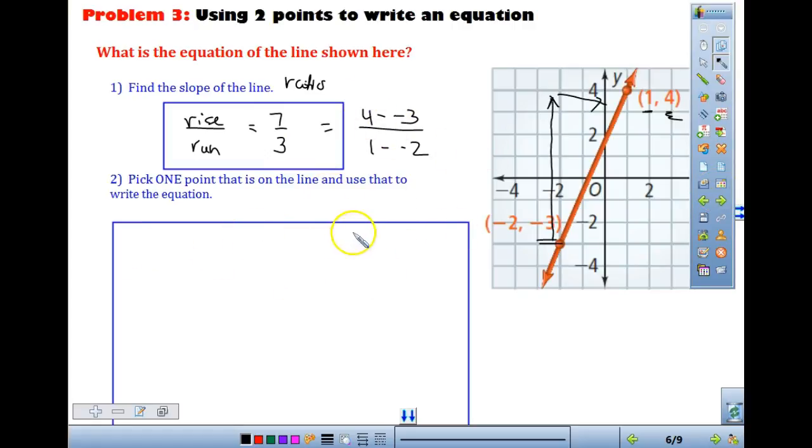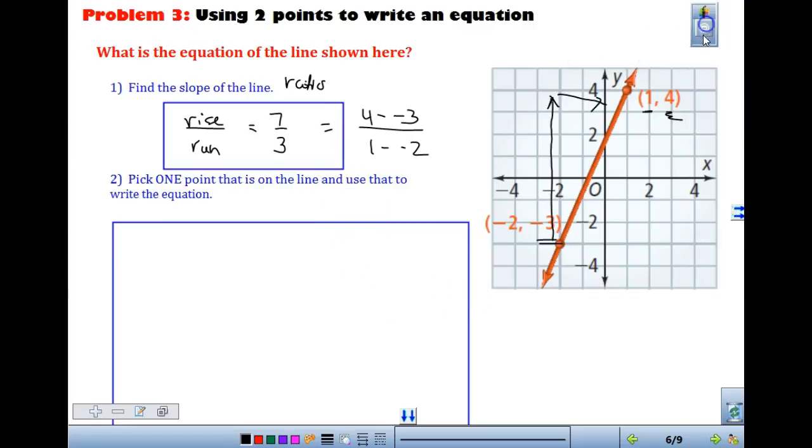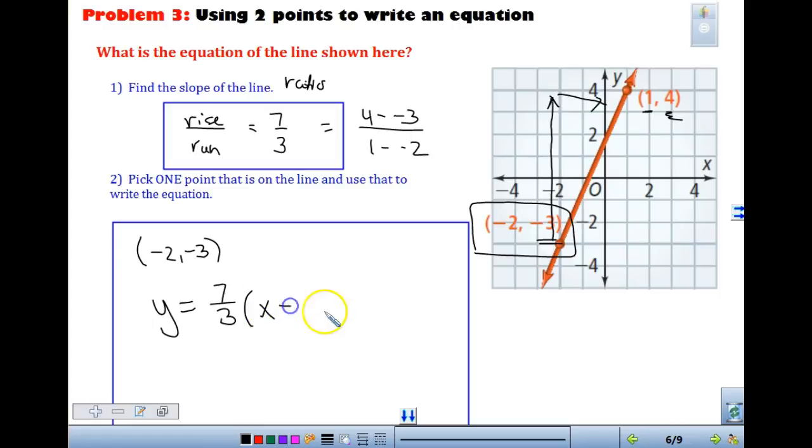It says now we're going to pick one of our points. So we're going to, on the top, do the first point, and then we're going to do the second point. So if we look at, this is our first point. When I think of this as my first point, it's the first one I see. So I'm looking at -2, -3. If I'm going to write that equation, please do that right now. Y equals our slope, 7 over 3, x minus a -2, which becomes a +2, minus 3, right?